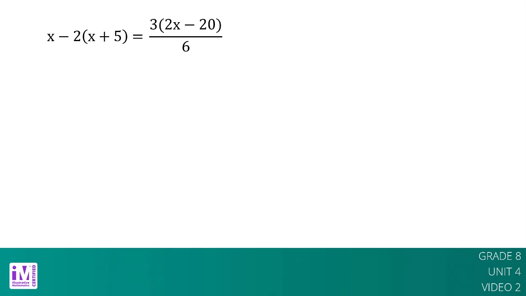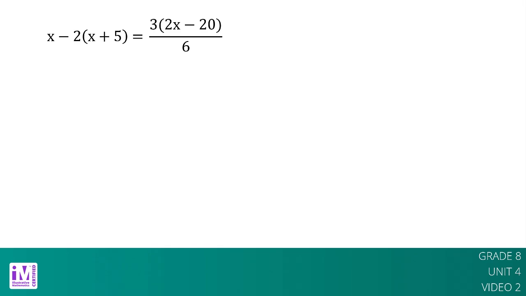For example, x minus 2 times the quantity x plus 5 equals 3 times the quantity 2x minus 20 divided by 6. This equation has variables on each side, parentheses, and even a fraction to think about. Before we start distributing, let's take a closer look at the fraction on the right side.